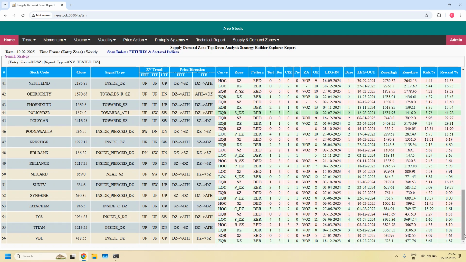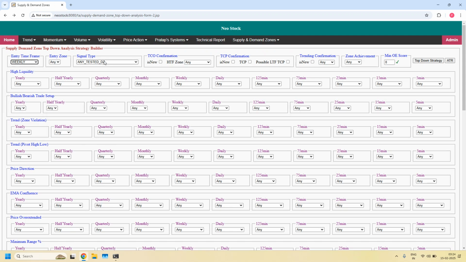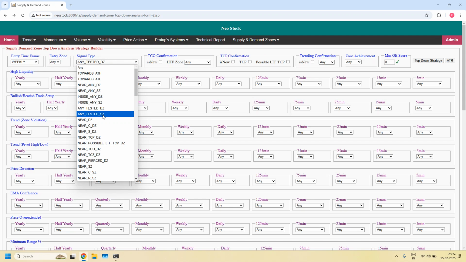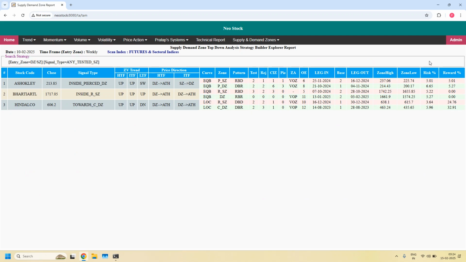Okay. Apart from this, the next report, weekly time frame, the stocks having supply zones tested during this week. We got 3 stocks. So these 3 stocks having supply zones are tested during this week. Look into this, Ashok Leyland. It tested the supply zone and then price moved to the pierced demand zone. So after testing the weekly zone, it came down, maybe around 5% price is down.